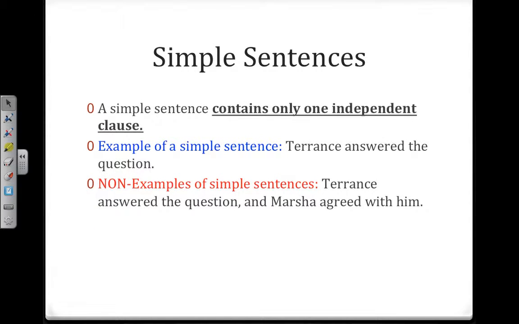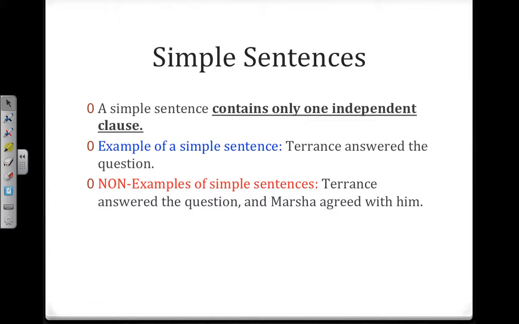So to begin at the beginning, the first type of sentence structure is the simple sentence. A simple sentence contains only one independent clause. So one independent clause on its own is a simple sentence, such as Terrence answered the question. Here is a non-example of a simple sentence. Terrence answered the question and Marcia agreed with him.